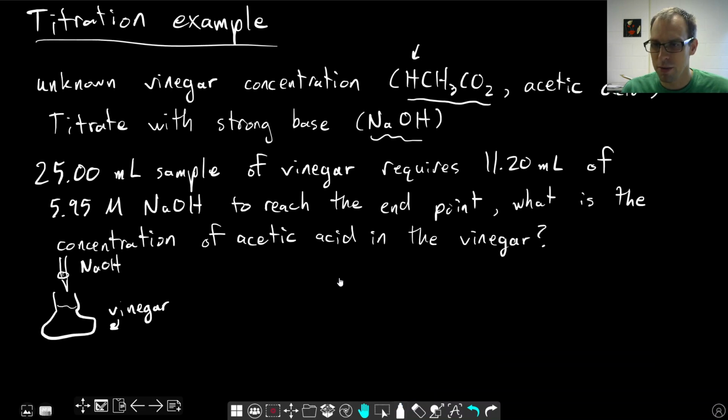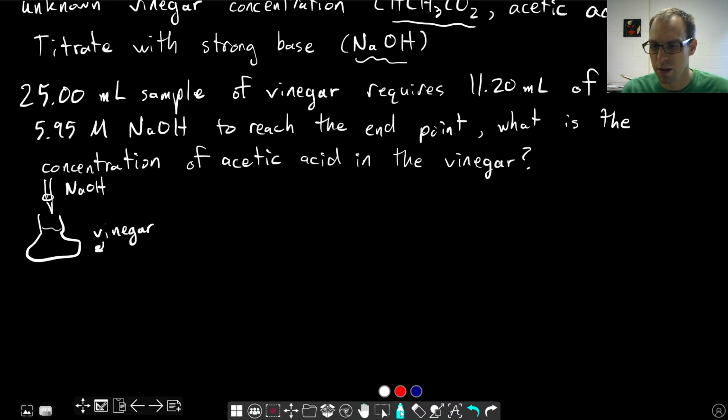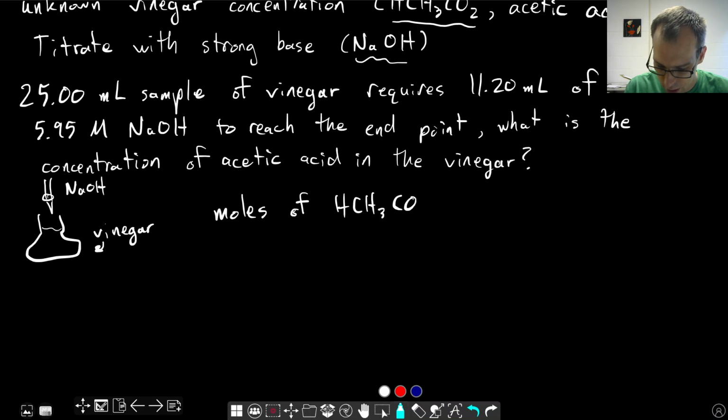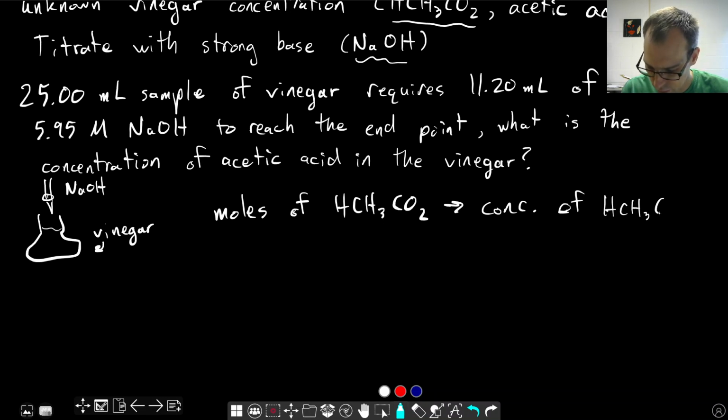So let's go through calculating this, just to give you an example to work with. What we need to know, to get the concentration, is how many moles of acetic acid do we have? That is our final goal: to get moles of acetic acid, which will let us get the concentration of acetic acid. And so what we need to do is figure out, first of all, what's the chemical reaction that's happening in the titration? That's important so that we know the stoichiometry. But then also, how many moles of sodium hydroxide did we add?